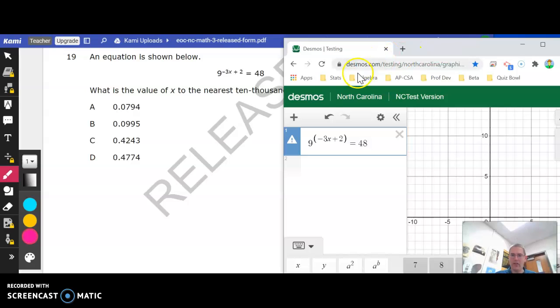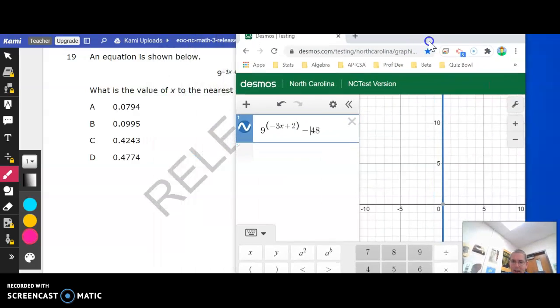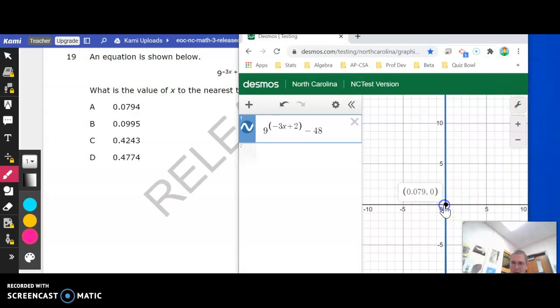And you notice it gets angry and gives me that because it says, hey, I don't like it if you have things on both sides of the equation usually. So you can minus 48. And we're looking for a 0. And there it is, answer choice A.